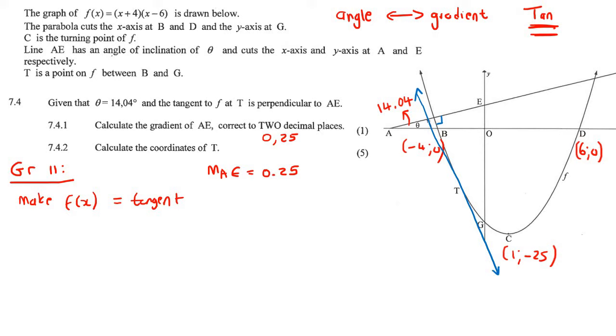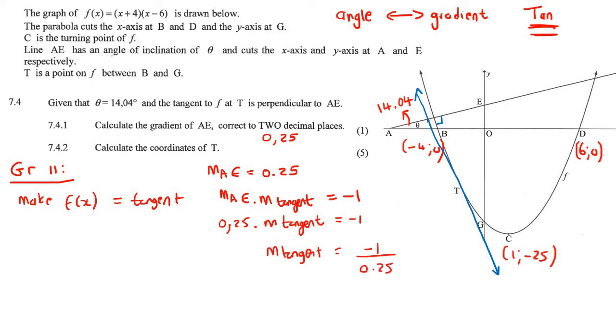So we know that when two lines are perpendicular, when you multiply their gradients together, what do you get? -1. So I can then put the gradient of AE as 0.25, and I can try to work out the tangent gradient. If you had to work out the tangent gradient, you're going to get -1 over 0.25, and that's going to give you -4. So now we know what the tangent's gradient is. Therefore, the gradient of the tangent is -4.